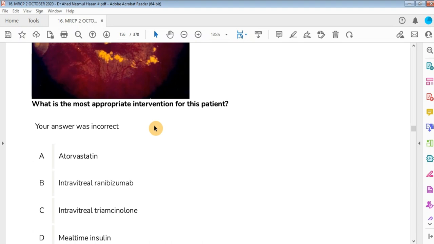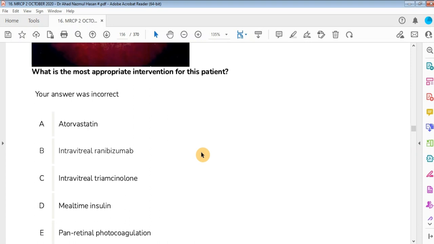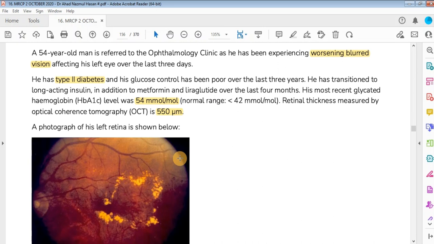What is the most appropriate intervention for this patient? Atorvastatin, intravitreal ranibizumab, intravitreal triamcinolone, mealtime insulin, pan-retinal photocoagulation. A 54-year-old man referred to the ophthalmology clinic as he has been experiencing worsening blurred vision affecting his left eye over the last 3 days. He has type 2 diabetes and his glucose control has been poor over the last 3 years. He has transitioned to long-acting insulin in addition to metformin and liraglutide over the last 4 months.